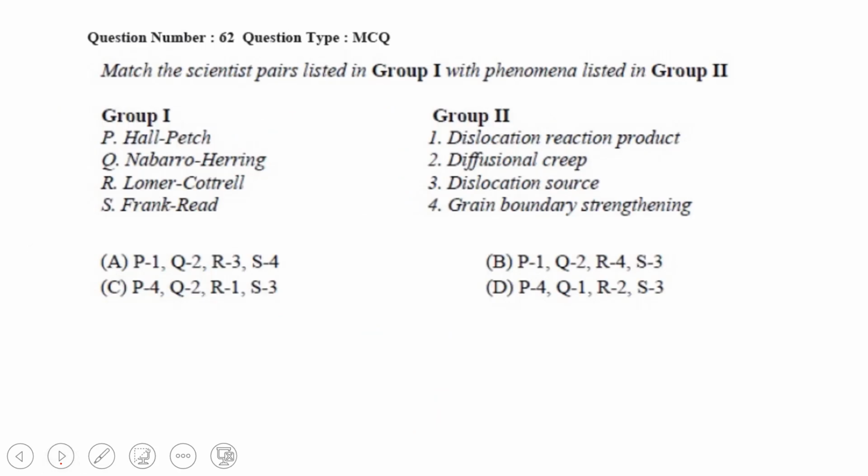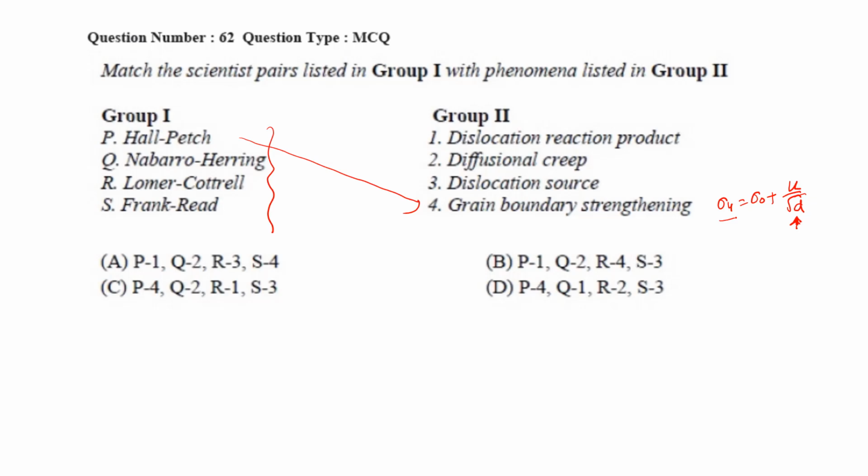Match the scientist pairs listed in group 1 with phenomena listed in group 2. Okay, so these are scientist pairs, and according to their name, some phenomenon has been associated with that. That is Hall-Petch. Hall-Petch gives the relation about grain boundary strengthening. We know sigma y is equal to sigma naught plus k over root d. As you increase the diameter, that means the size of the grain, then sigma y decreases. Okay, so this gives the Hall-Petch.